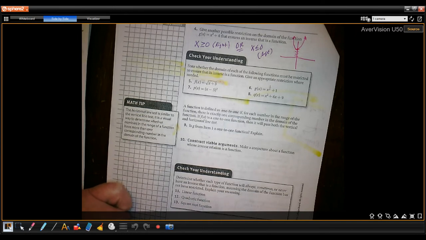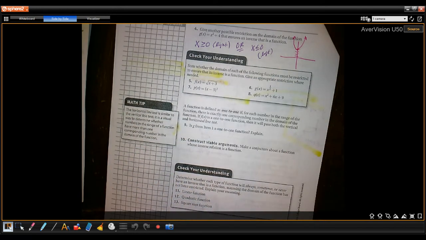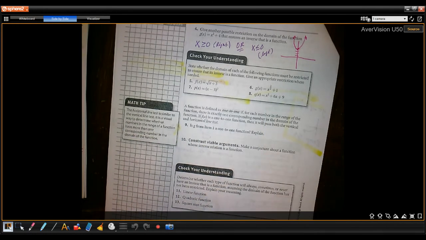Okay, state whether the domain of each of the following functions must be restricted to ensure that the inverse is a function. Okay, so I would love for you to stop the video right here. Some of you who are self-starters would do that, and that would be awesome. So this would be a great place to stop the video or pause it. So do these 4 questions. And if I was in class, I would stop, I would walk around, I'd give you a moment. So stop the video if you would like to try it yourself.